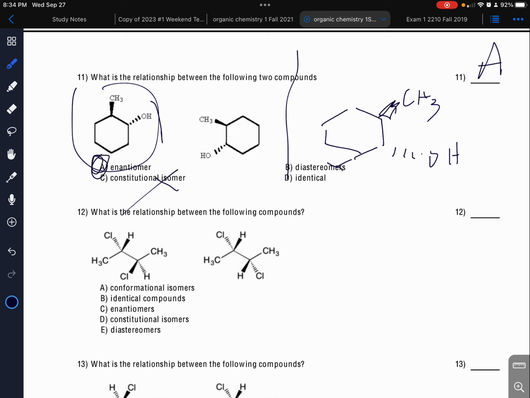12. What is the relationship between the following compounds? So I look and I see that they're attached the same way. They have the same chemical formula. I look at the chiral centers. This and this are the same. This and this were inverted. So because one stereocenter is the same and the other is inverted, they have to be diastereomers.